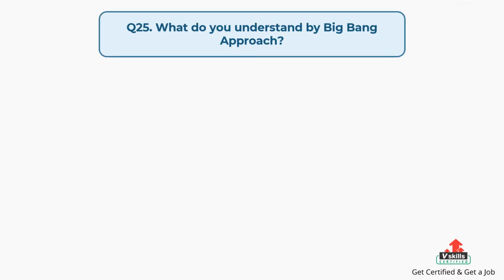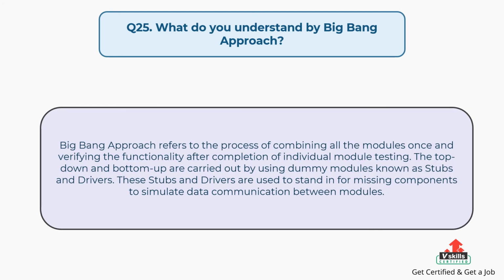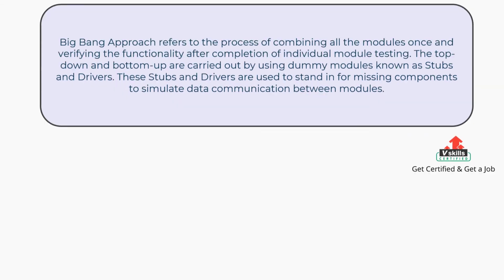Question number 25. What do you understand by Big Bang approach? The answer is: Big Bang approach refers to the process of combining all the modules at once and verifying the functionality after completion of individual module testing. The top-down and bottom-up approaches are carried out by using dummy modules known as stubs and drivers. These stubs and drivers are used to stand in for missing components to simulate data communication between modules.